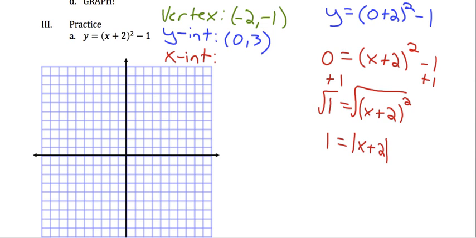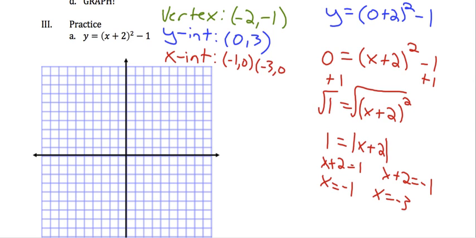And I know how to solve that. I get x plus 2 equals 1, x plus 2 equals negative 1, and from there I get x equals negative 1 and x equals negative 3. So I get 2 x-intercepts: negative 1, 0, and negative 3, 0. Again, I'm guessing most of you probably could have solved that in your head once you got to the absolute value. Negative 1 gives you 1 in the absolute value, negative 3 gives you negative 1 in the absolute value, and the absolute value of both of those is 1.